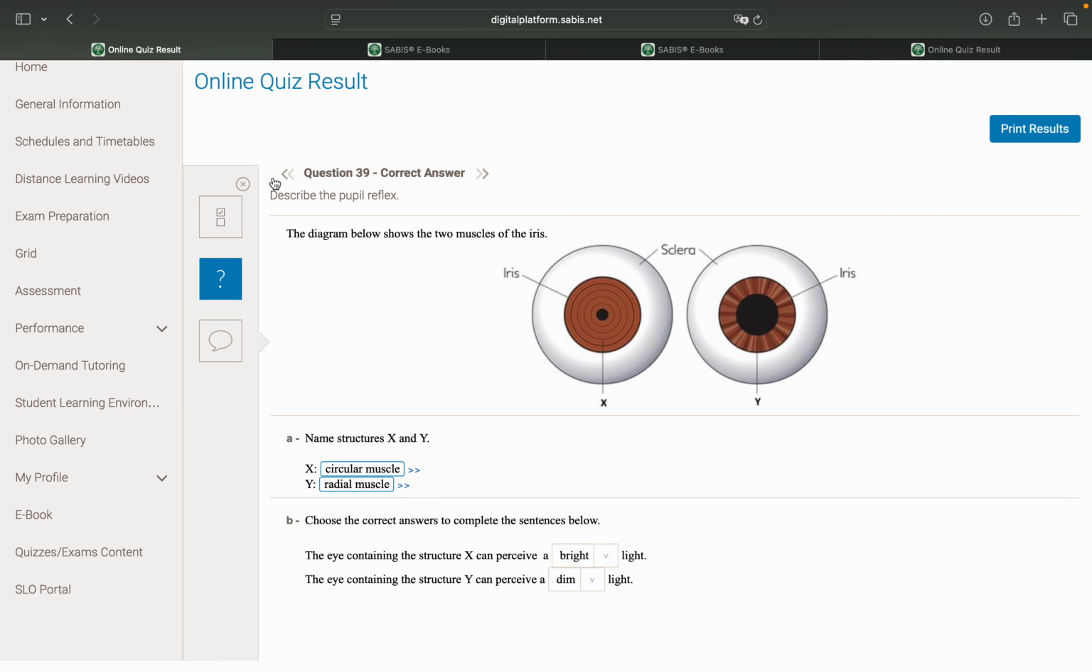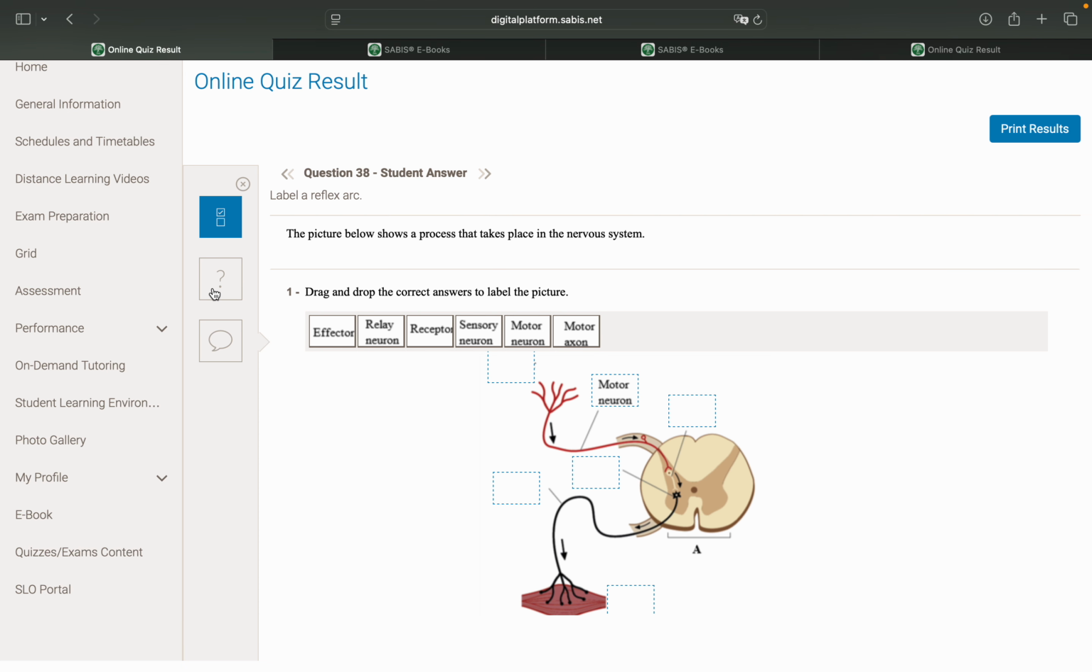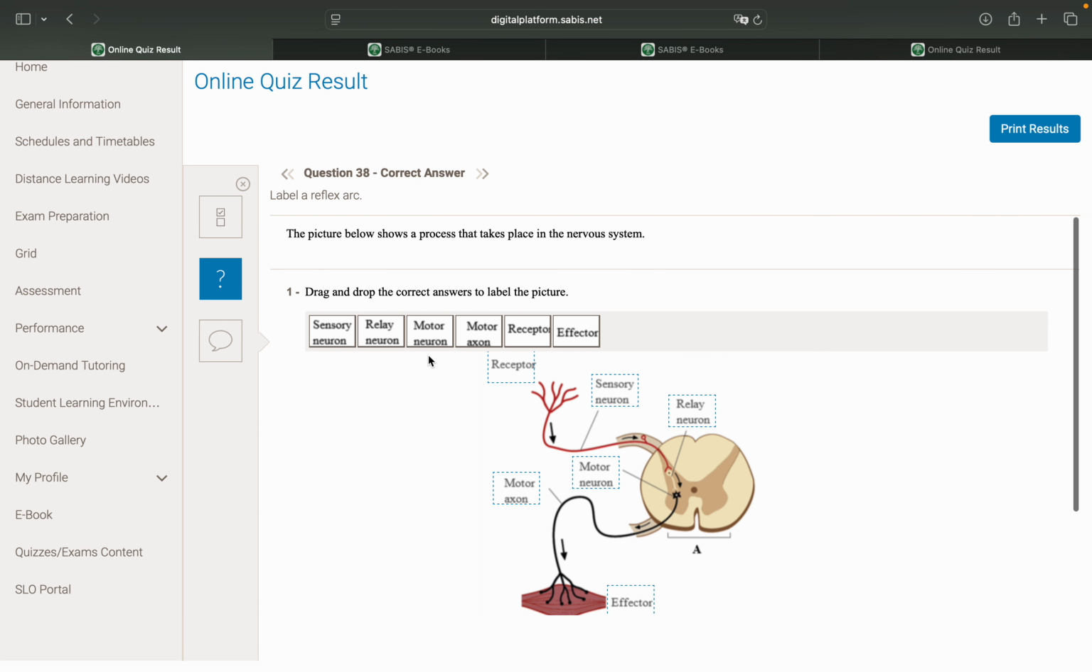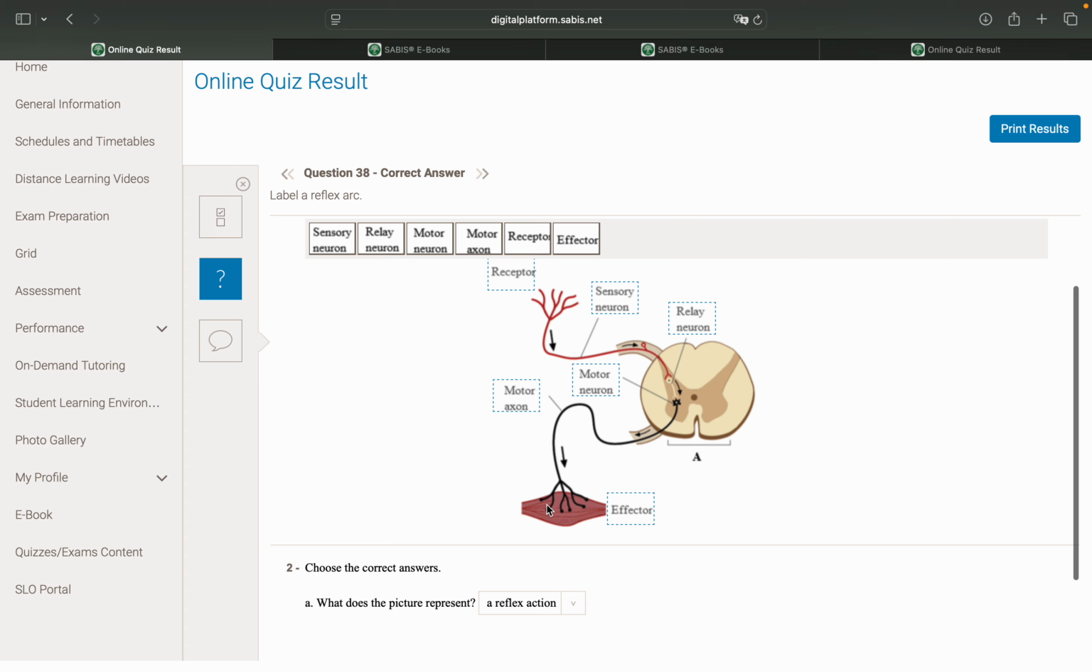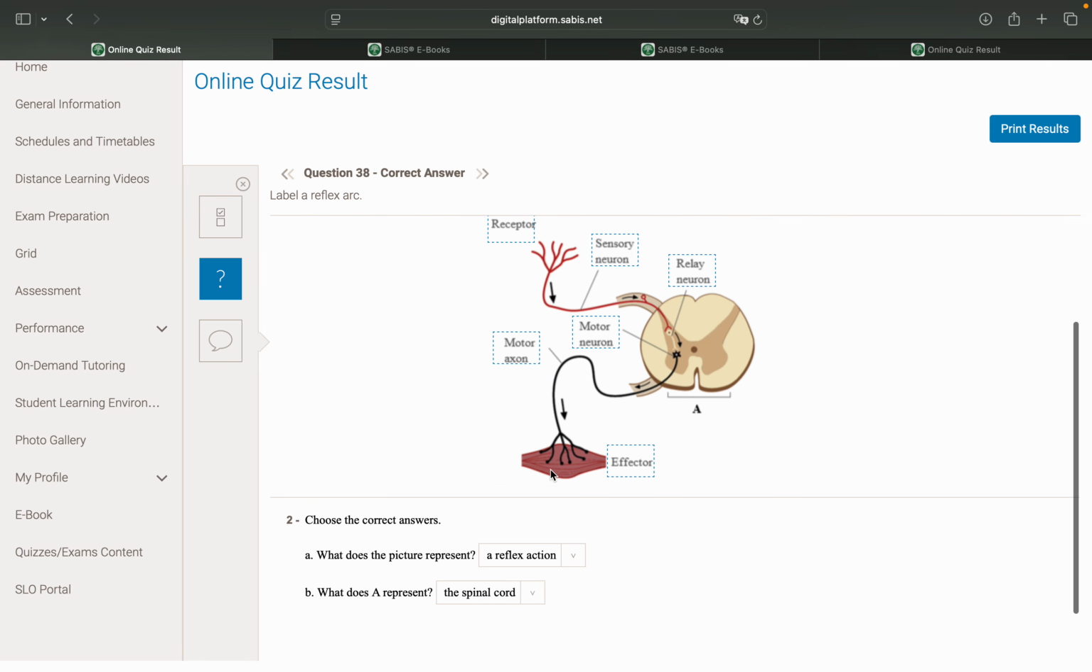This is the same as the last question. Now this is a reflex arc. This part of it is a receptor. You can see here is the sensory neuron, the motor neuron is here. Then we have the relay neuron and the effectors at the end, and the motor axon is this curve here.